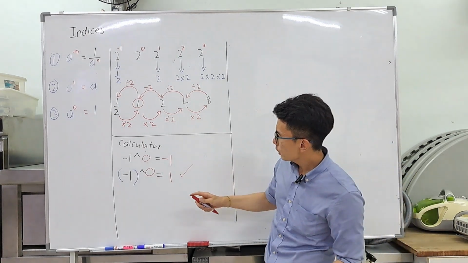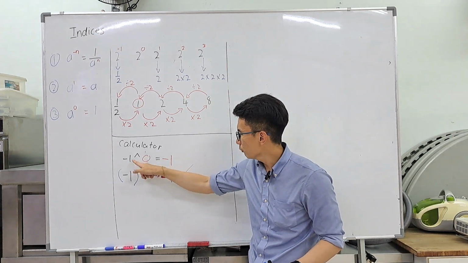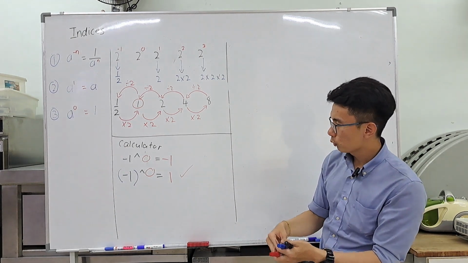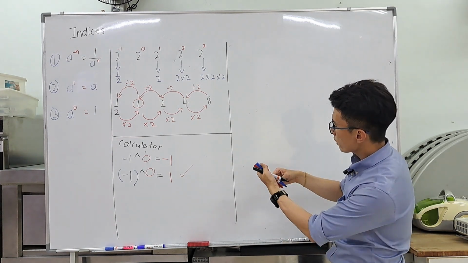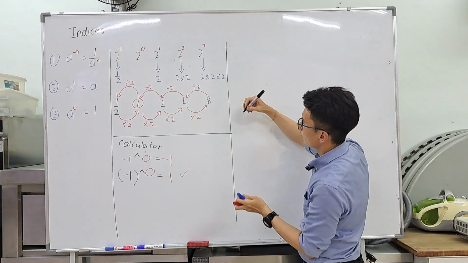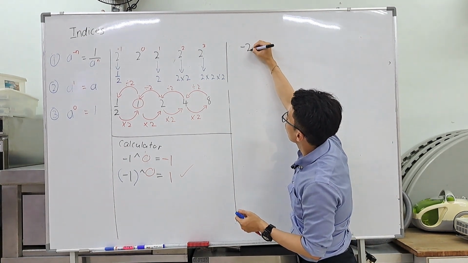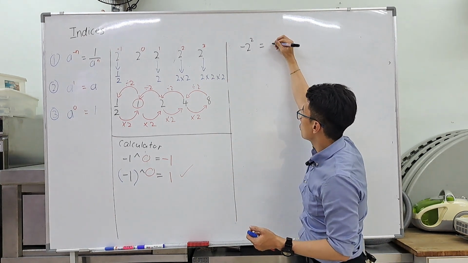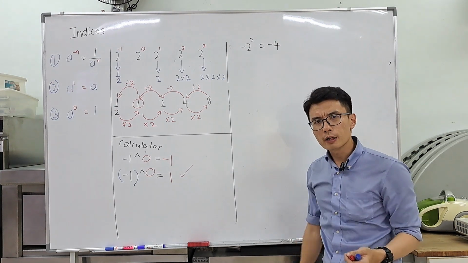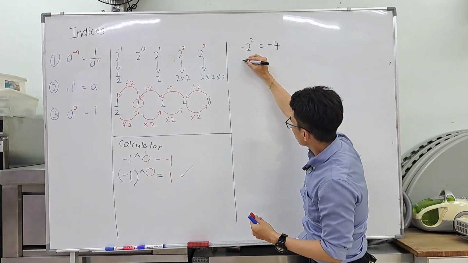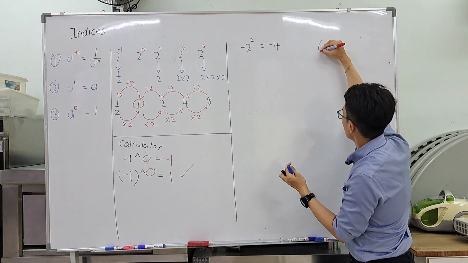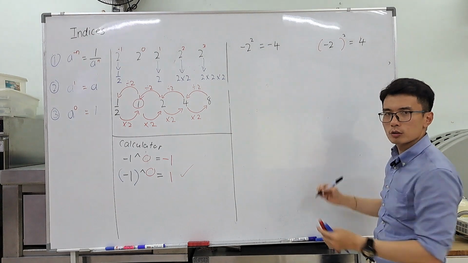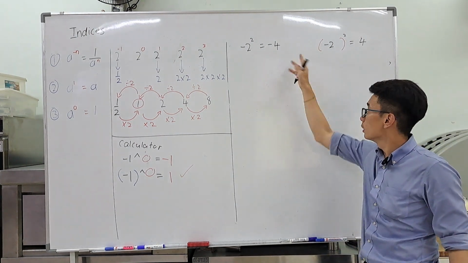But actually, why does your calculator show you this? If you have negative 1 power of 0, you get negative 1. Why does your calculator show you this? I'm going to give you another example so you can see this much more clearly. If I have negative 2 squared and you put it in your calculator, you should get negative 4, right? But if you put a bracket, and you write negative 2 squared, you should get 4. If you do this in your calculator, you should get these answers.